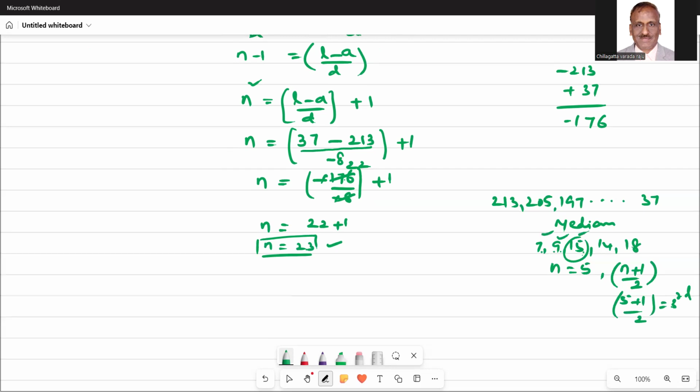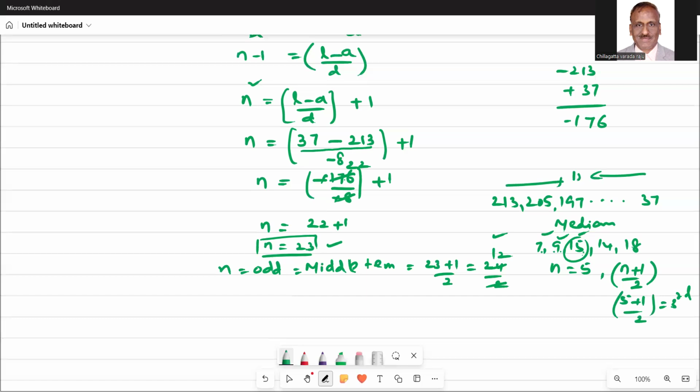So here also n is 23, an odd number. Therefore, the middle term is 23 plus 1 divided by 2, that is 24 divided by 2, which is equal to 12. The 12th term will form the median. If you continue like 213, 205, 197, the 12th term will become the middle term, with 11 terms before it and 11 terms after it up to 37. This 12th term will be the median term. So we will find T12 now.